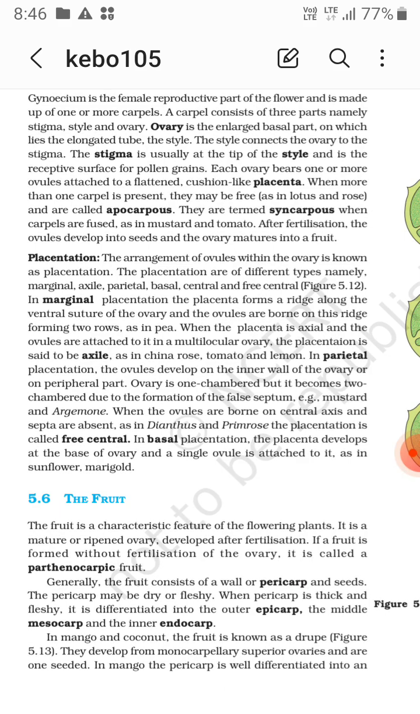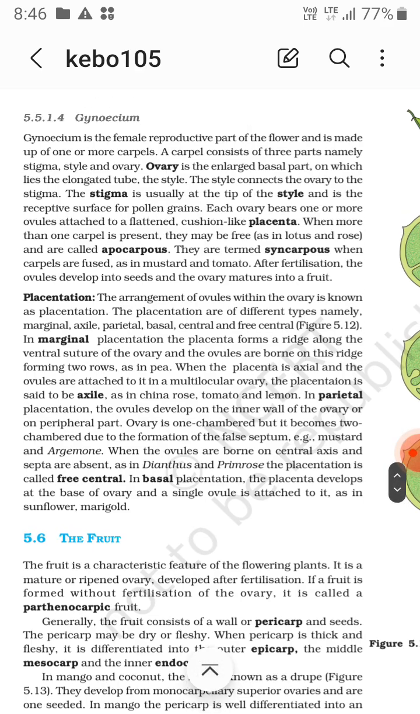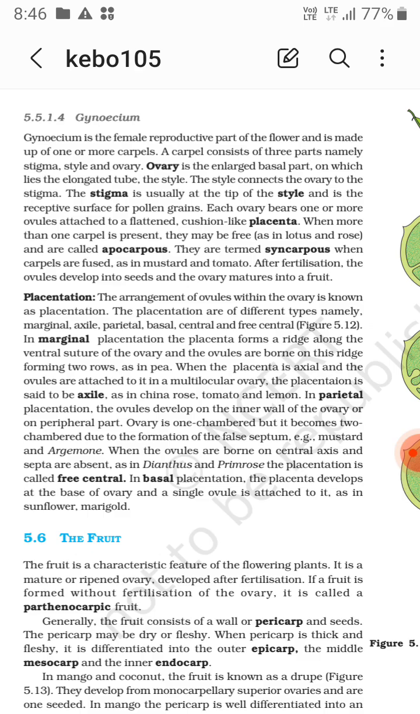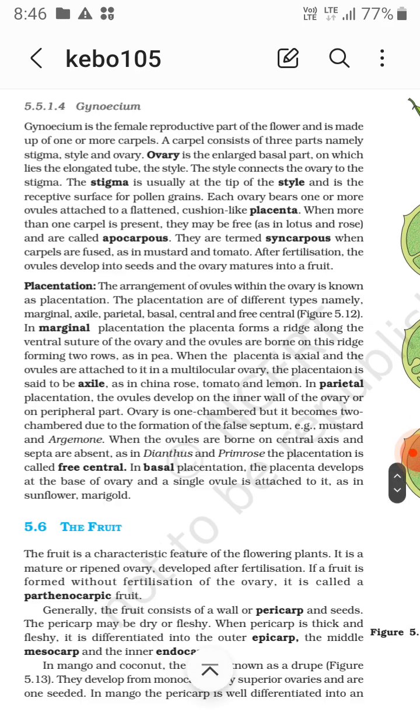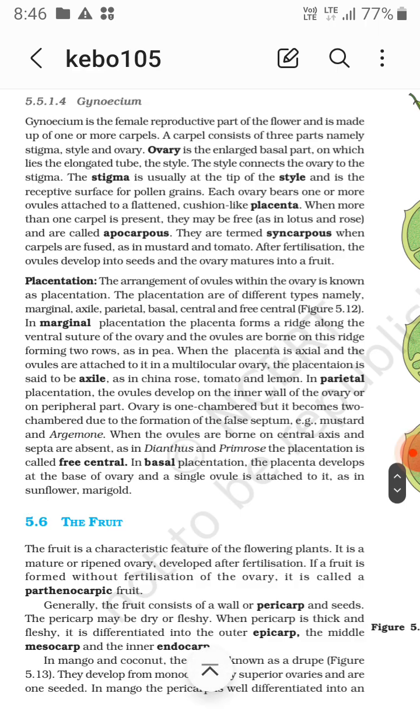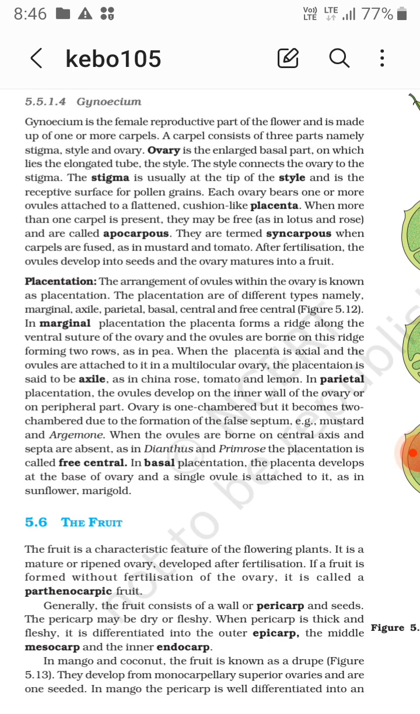In marginal placentation, the placenta forms a ridge along the ventral suture of the ovary, and the ovules are borne on this ridge, forming two rows, as in pea. When the placenta is axial, the ovules are attached to it in a multilocular ovary. The placenta is said to be axial, as in China rose, tomato, and lemon.